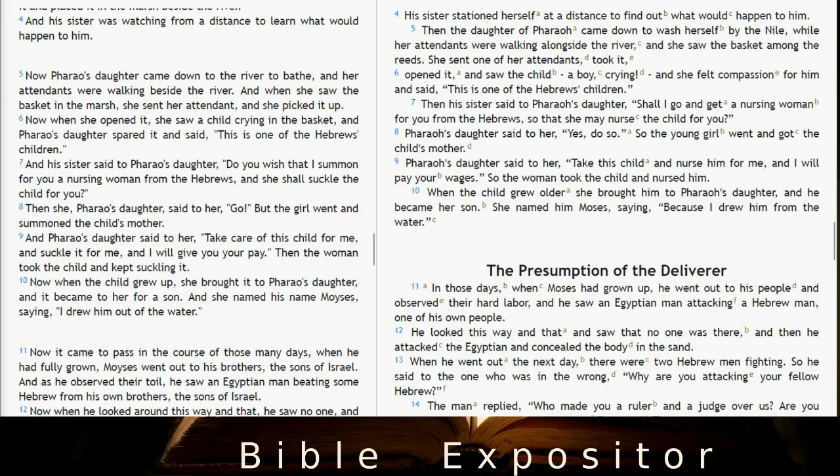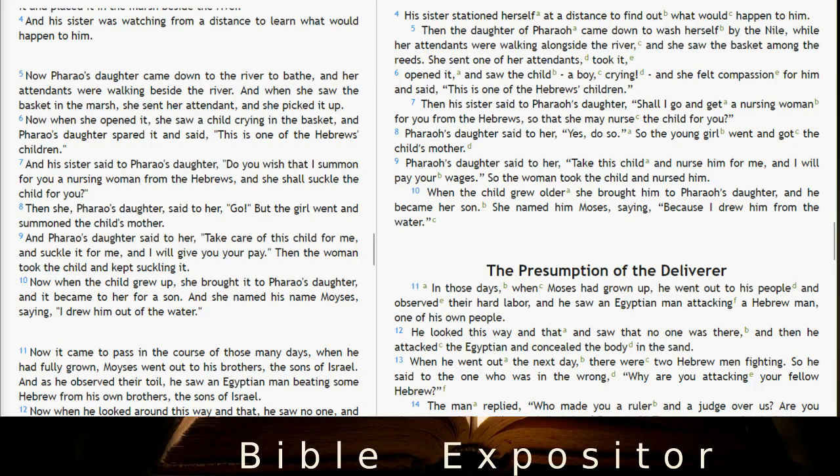It took a lot of being wise and opportunistic to just happen to be there to provide a nursing Hebrew mother for Pharaoh's daughter. And so now Moses' mother not only gets to keep Moses for longer, she gets paid for it. So again, well played on Miriam's part.